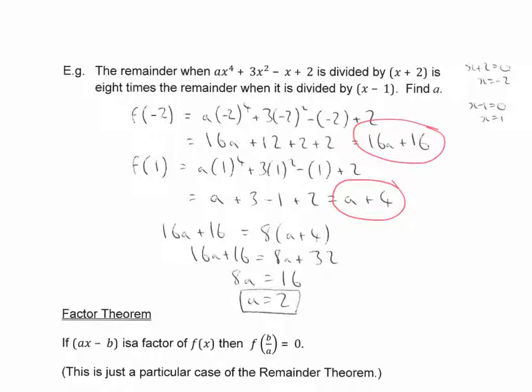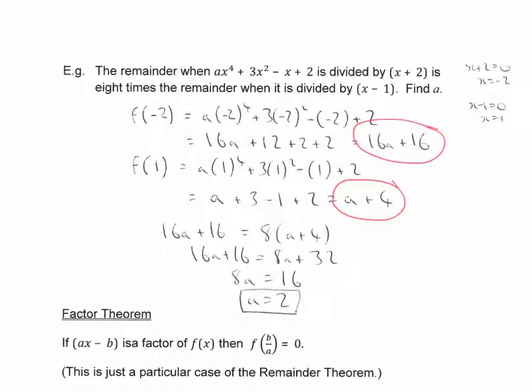So it says, the remainder when you divide by x plus 2, this thing here, is 8 times this remainder here. This is 8 times this one here. So I set this up like this, being very careful which side the 8 goes on, and I just work through from there, and I do get my final answer of a equals 2.